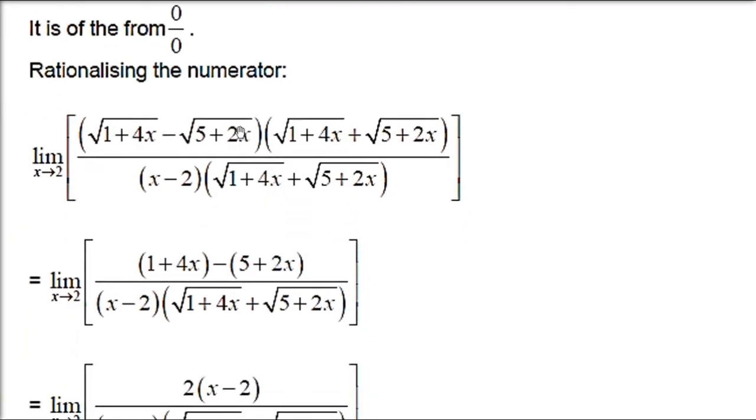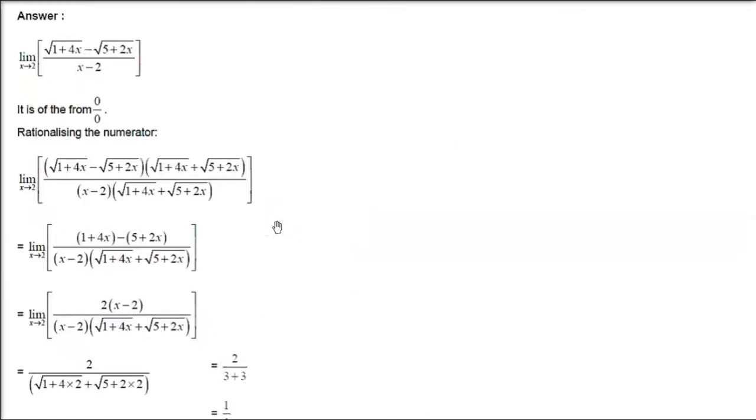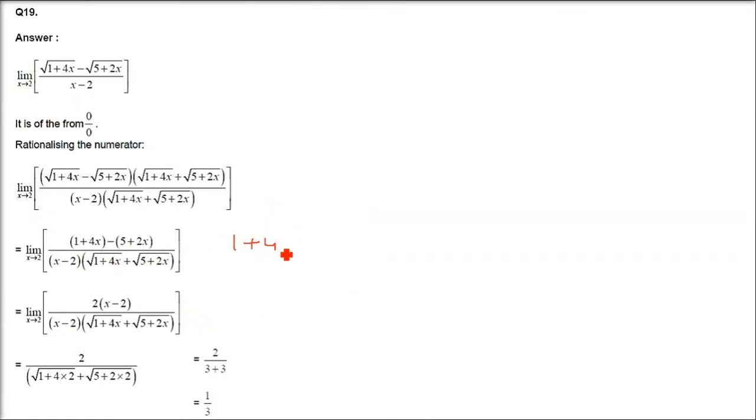Okay, and square it, a square minus b square. 1 plus 4x minus 5 plus 2x will come. And this will be a square minus b square. So 1 plus 4x minus 5 minus 2x, and that is going to be, because you have to be ready to cancel this x minus 2, minus 4 plus 2x. Minus 4 plus 2x, what does it mean? 2x minus 4. And if you take 2 common, x minus 2, x minus 2 gets cancelled. This is the main thing. So now put x as 2.